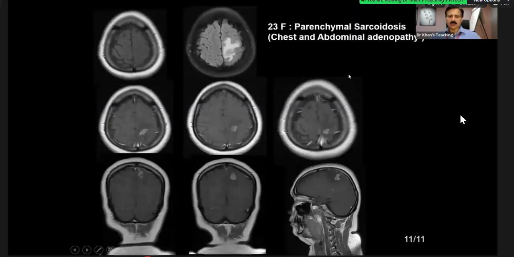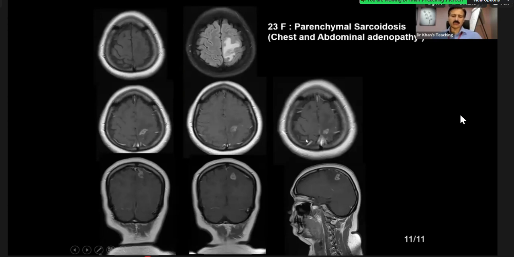This is another case we reported in our hospital. This was a young patient, a 23-year-old female. Initially, we reported it as a primary tumor or solitary metastasis. There was so much edema, and there was some enhancement. Initially, it was picked up on a CT scan. If you look carefully, this enhancement goes all the way to the edge.